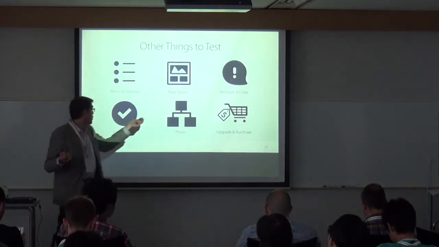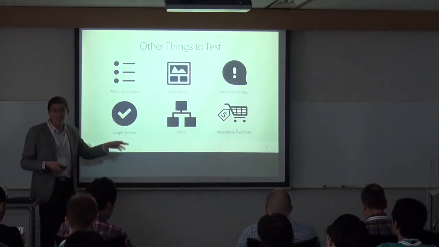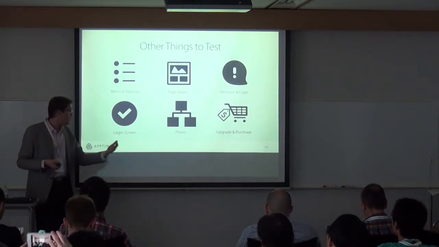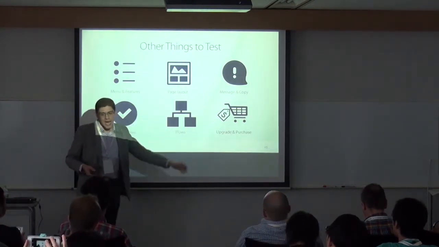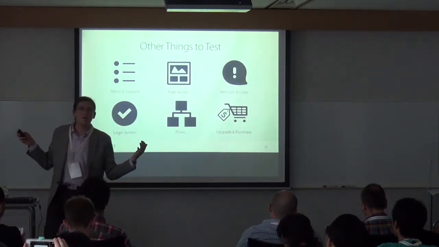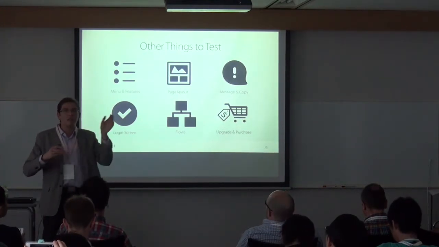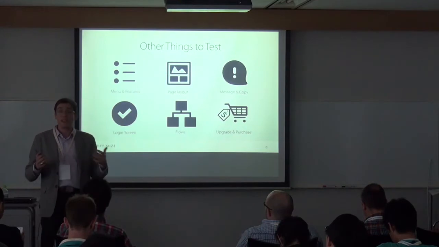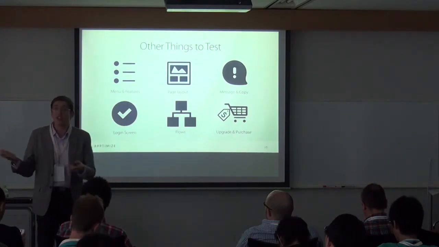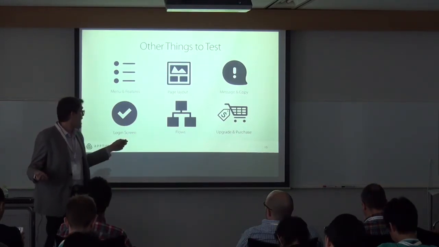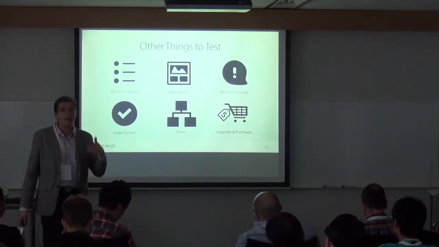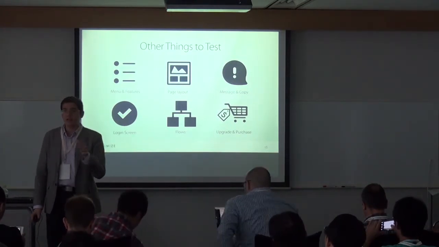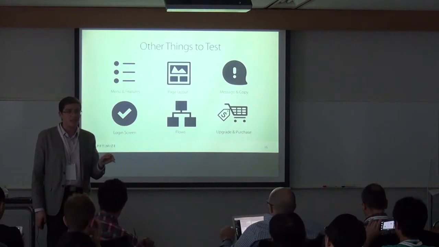Message and copy in general, we talked about. Login screens are huge, and we're going to be touching on them soon. Flows of the app, typical example for e-commerce will be, am I going to have a multi-step checkout process, an accordion checkout process? Those things almost always make a difference. You're not going to know until you try it, but they almost always make a difference. And then finally, of course, upgrade, purchase, anything that's directly tied to revenue is always a great candidate for testing.